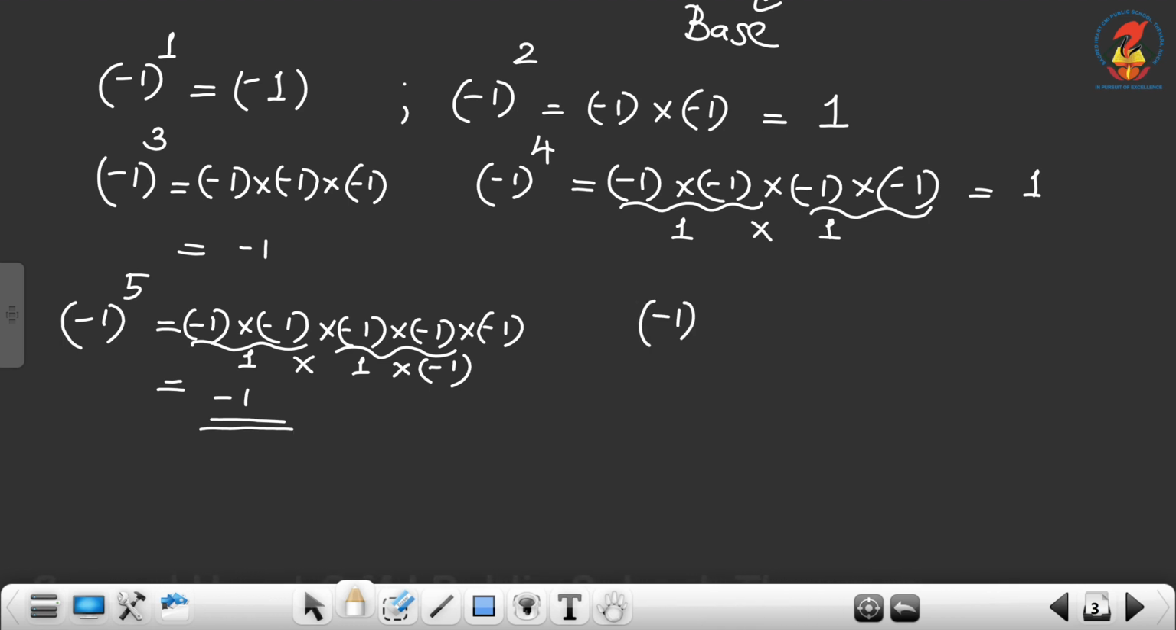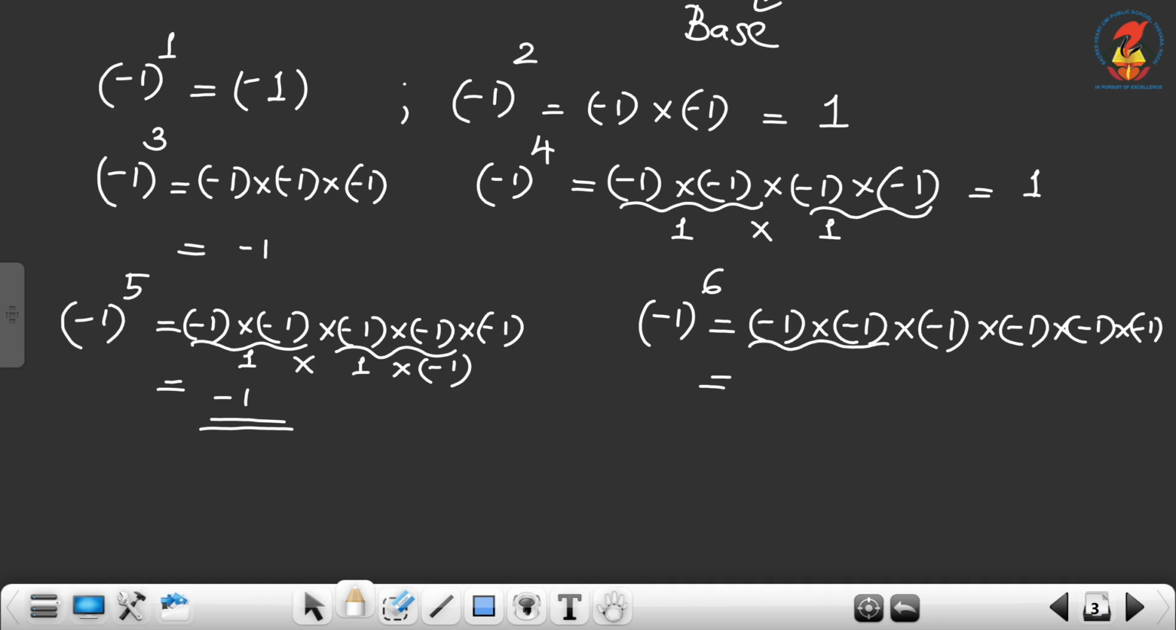Then, similarly, negative 1 raised to the power 6, which is equal to negative 1 into negative 1. Negative 1 is multiplied by itself how many times? 6 times. When you multiply two negative integers, it is positive. So 1, again negative 1 into negative 1, again 1, into negative 1 into negative 1, again 1. So 1 into 1 into 1, you will get 1.